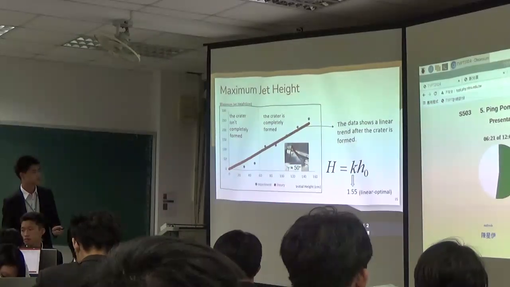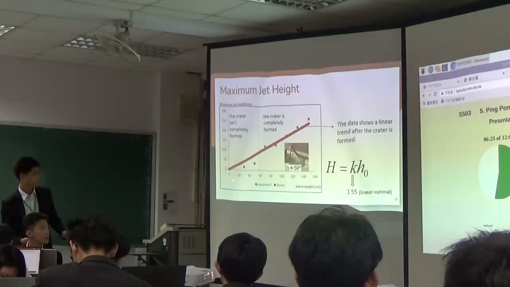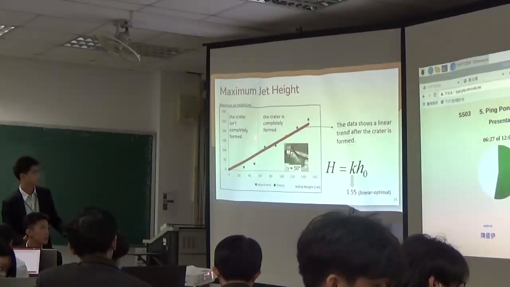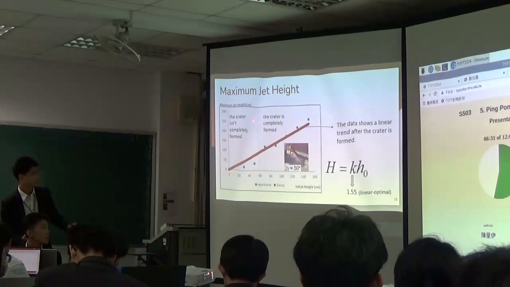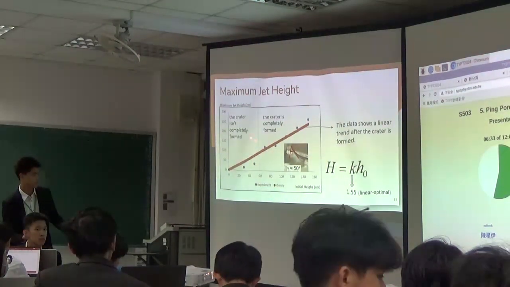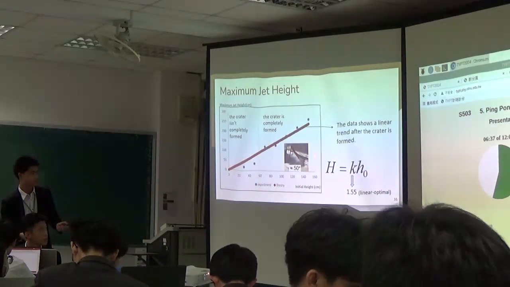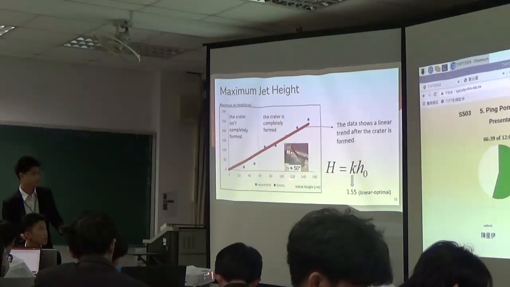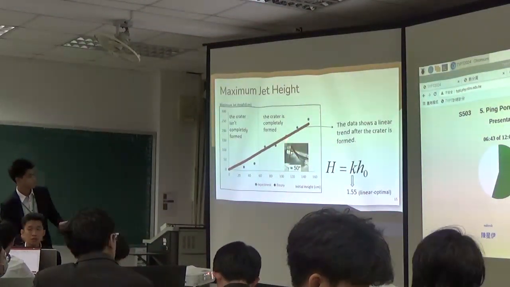This is the graph of the maximum jet height. Here, in the part on the left, the crater isn't completely formed, and in the one on the right, the crater is completely formed. We could judge that by looking at the contact angle of the water and the wall of the container.